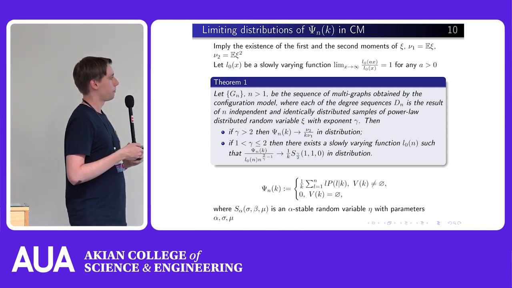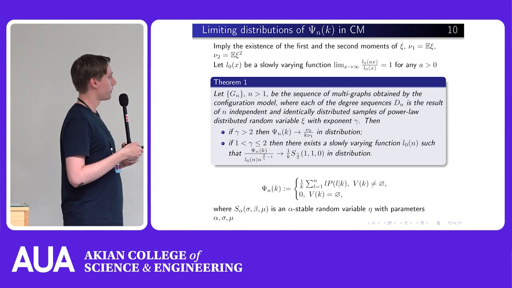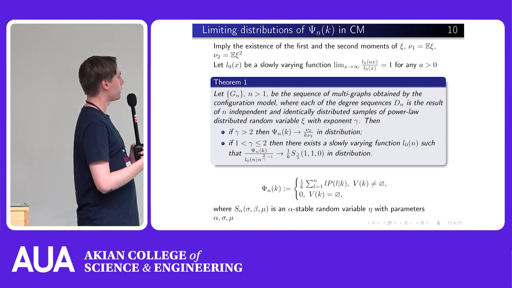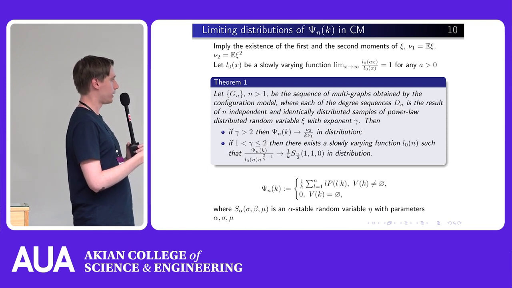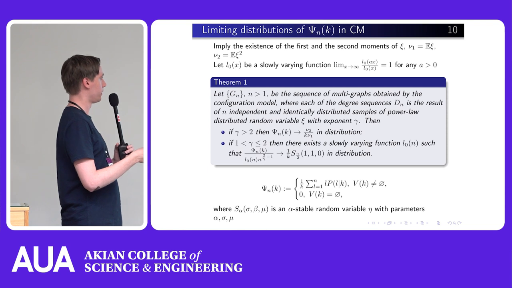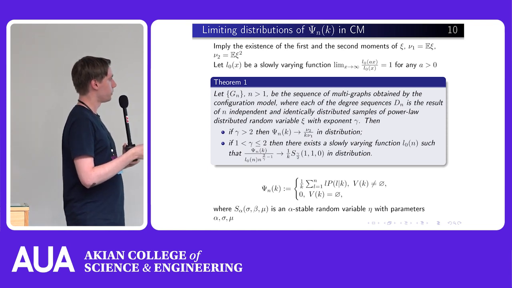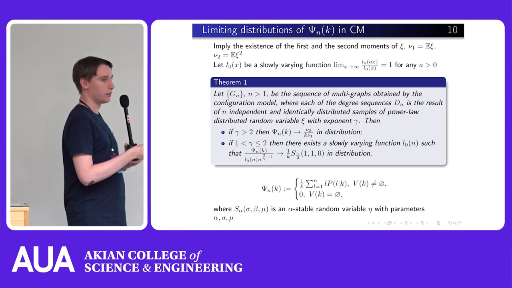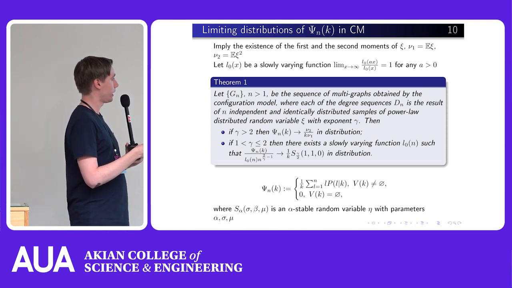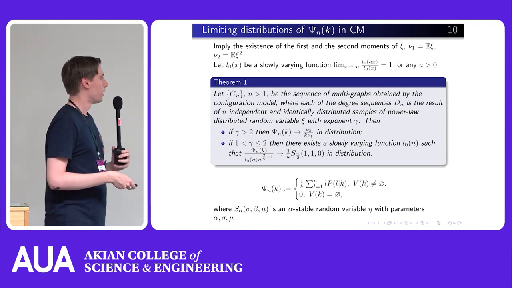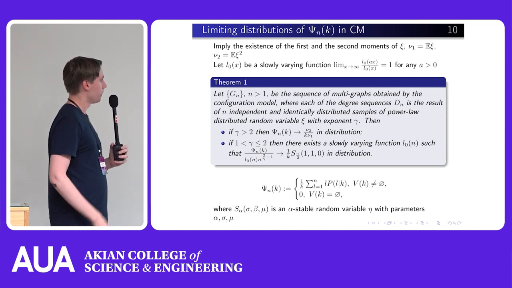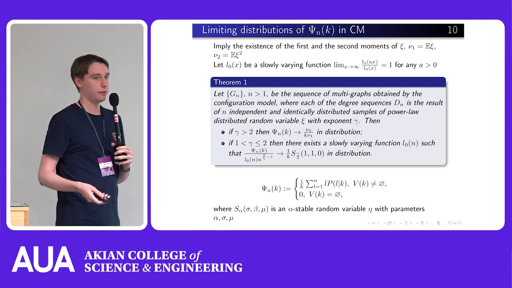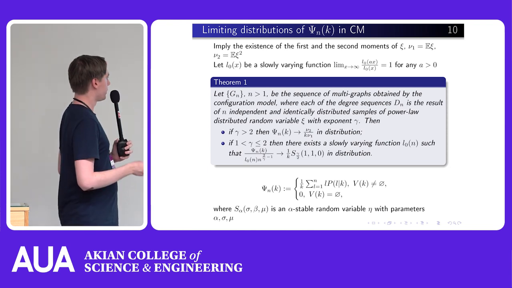if gamma, the exponent of the power law, is more than 2, then the average friendship index among all nodes with degree k tends to nu1 divided by nu2 multiplied by k, which is a constant divided by k, which is really convenient for us. We know this value, we can calculate it. However, when gamma is between 1 and 2, it's not so great.